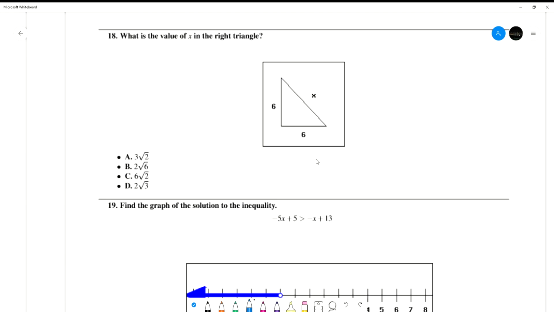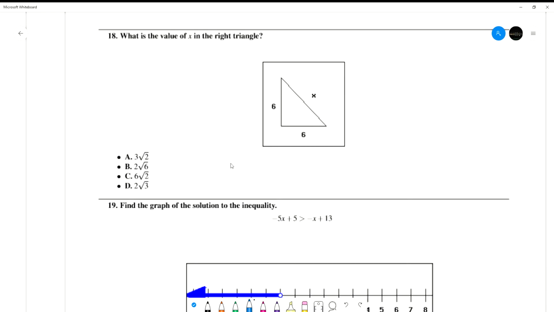Okay, we have a right triangle, and we have to solve for the missing side of this right triangle. This should be pretty easy if you remember the Pythagorean theorem, right? So let's say the Pythagorean theorem is leg squared plus leg squared equals hypotenuse squared, right? Or in other words, a squared plus b squared equals c squared, right? A and b are the legs, c is the hypotenuse.